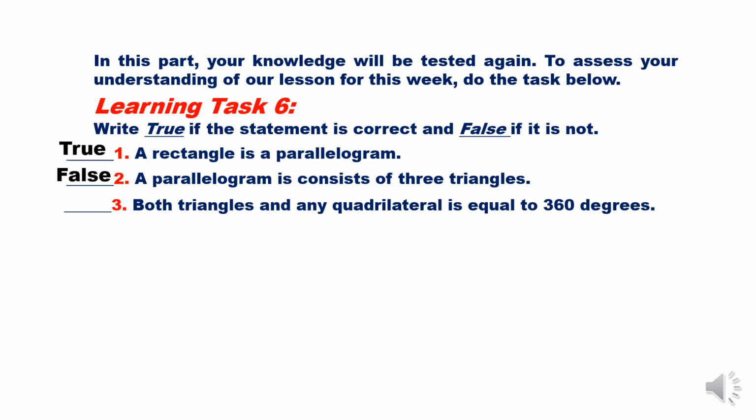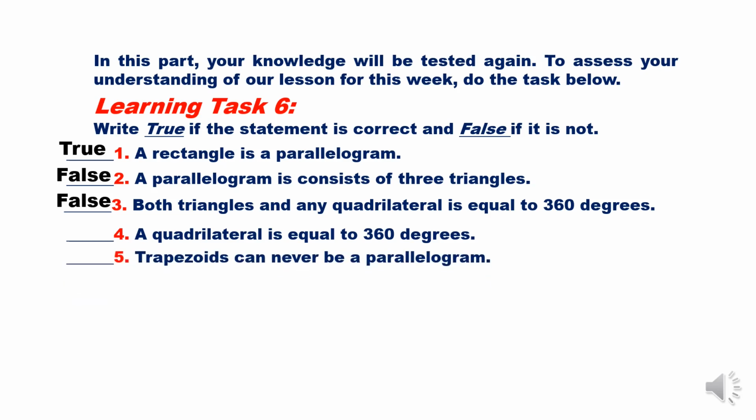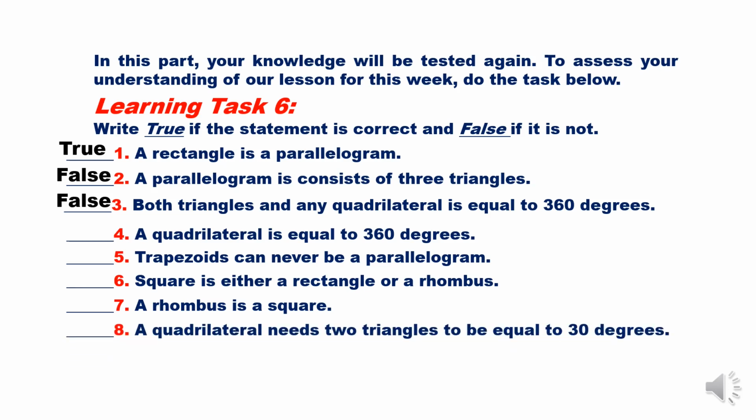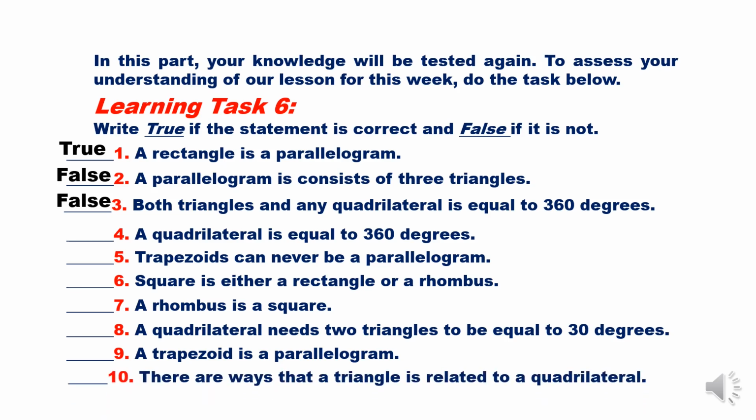Number 3. Both triangles and any quadrilateral is equal to 360 degrees. 4. A quadrilateral is equal to 360 degrees. 5. A trapezoid can never be a parallelogram. Number 6. A square is either a rectangle or a rhombus. Number 7. A rhombus is a square. Number 8. A quadrilateral needs two triangles to be equal to 30 degrees. 9. A trapezoid is a parallelogram. And number 10. There are ways that a triangle is related to a quadrilateral.